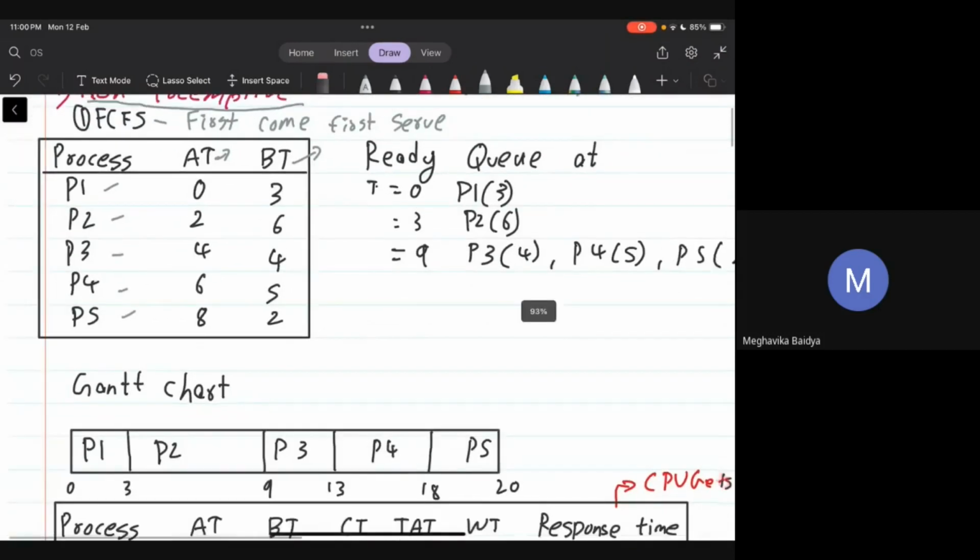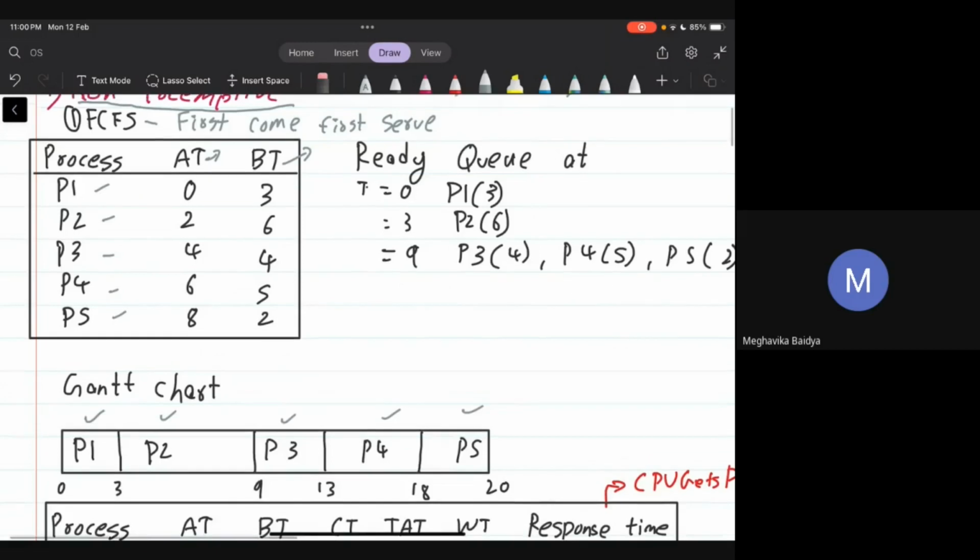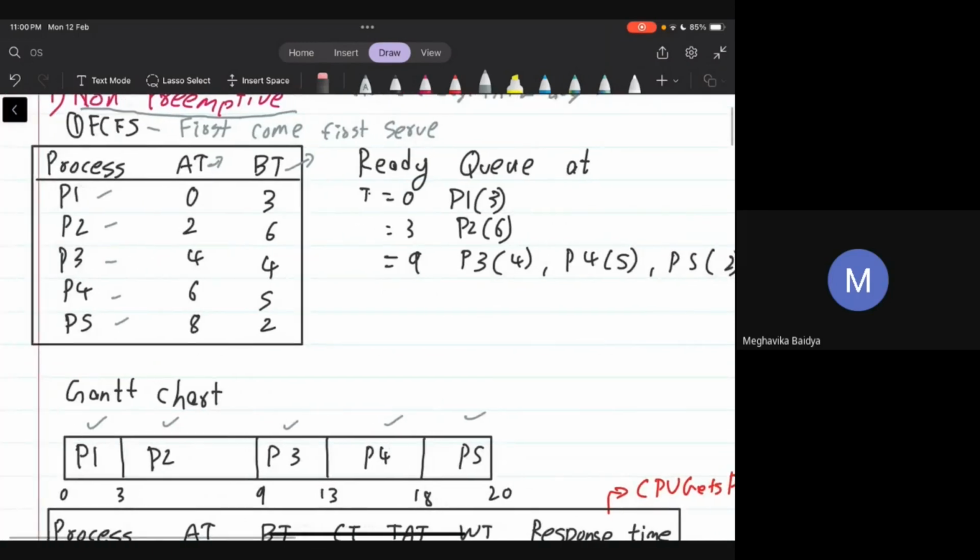If you see in the Gantt chart, P1 is coming first at 0, and then it executes from 0 to 3. Then the second process P2 executes immediately. Then P3, P4, P5. To work this out, you need to write this ready queue over here.